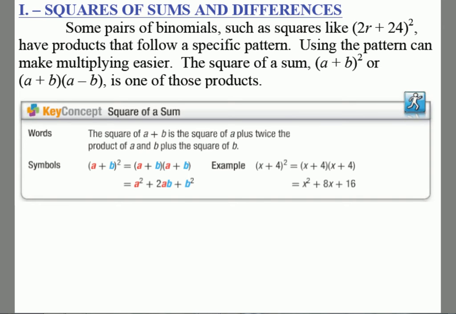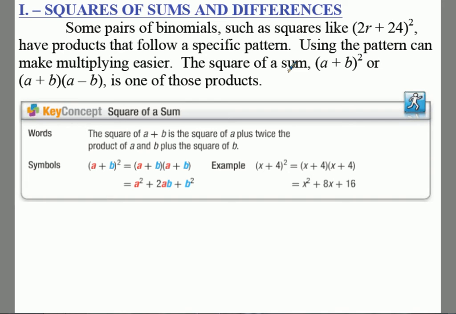Sometimes you have pairs of binomials that look like this, where you have a 2r plus 24 inside parentheses, so it's a quantity of 2r plus 24 squared. They follow a specific pattern to expand that out. Using that pattern makes your multiplying easier if you recognize it. You can do it without knowing the shortcuts, but it's much easier if you remember them.